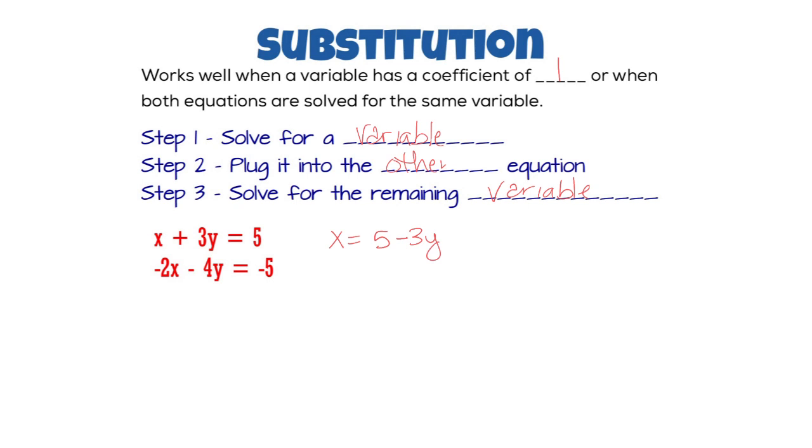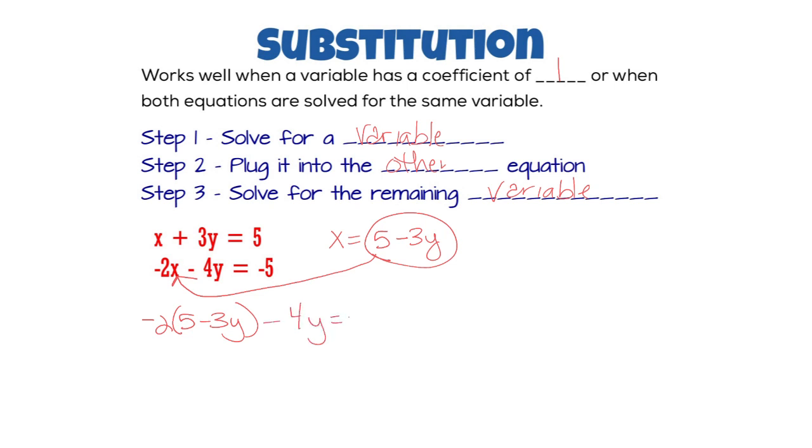So I'm going to end up with a 5 minus 3y. And then since x is actually equal to this 5 minus 3y, I'm going to grab that 5 minus 3y and plug it in for the x in the other equation, since that's what x equals. And then I would rewrite this. So this would end up being a -2. And instead of your x, you're going to put in a 5 minus 3y.